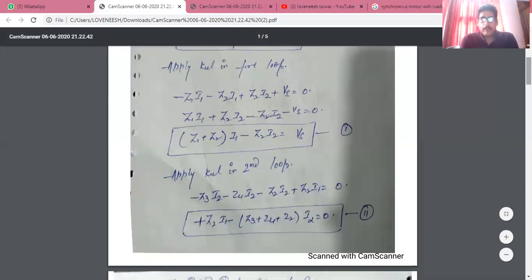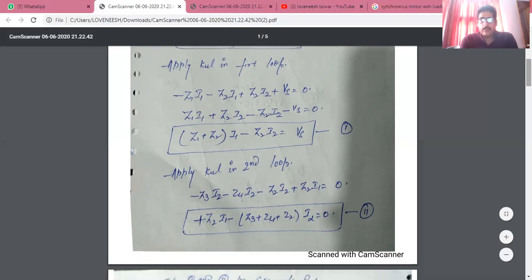Similarly, when you apply KVL in the second loop, you have the equation minus Z2 I1 plus (Z2 plus Z3 plus Z4) I2 is equal to 0. See, these two equations are exactly the same as we used in the case of Thevenin's theorem. Now we will solve equation number 1 and equation number 2 by using Cramer's rule.